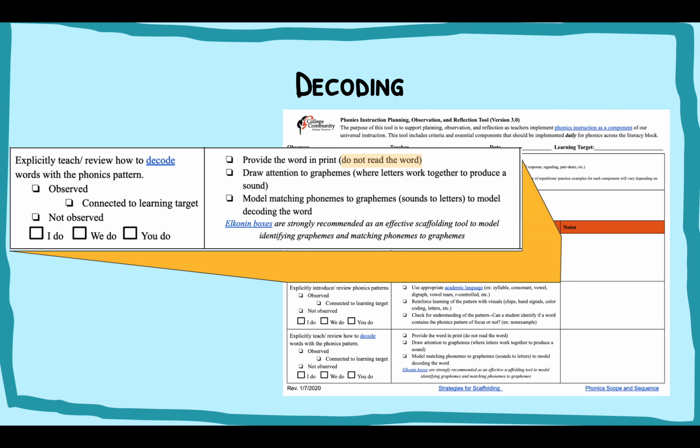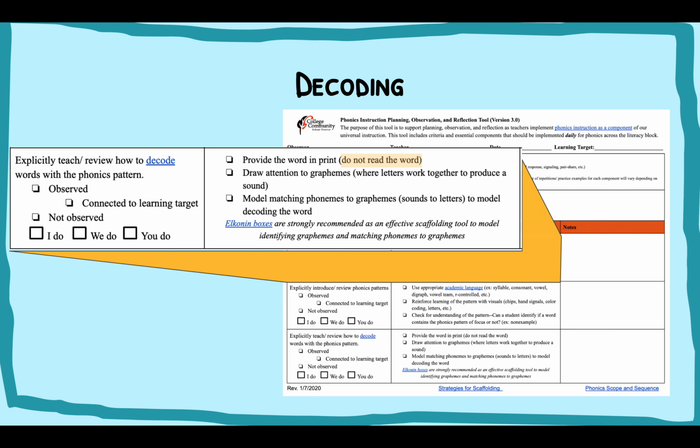The next section of our tool is explicitly teaching kids how to decode words that follow that pattern. So we have them hearing the sounds, we've taught them the pattern, and now we're going to use that pattern to both read and write words. It doesn't matter whether you start with reading first or writing first, both are equally important, two sides of the same coin. For the purpose of right now, we're going to jump into decoding, which is reading the words with the pattern.